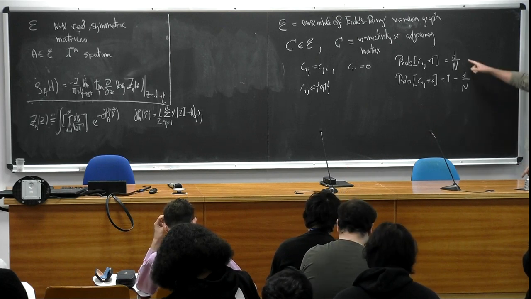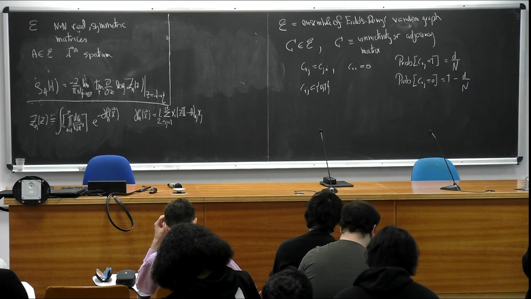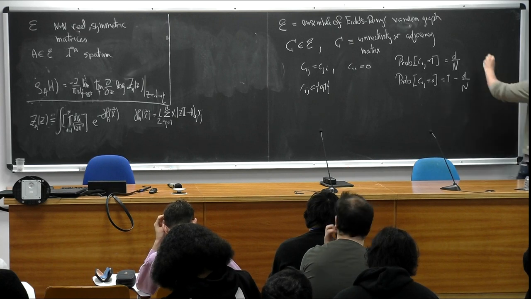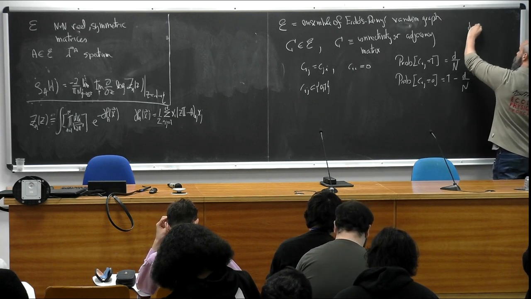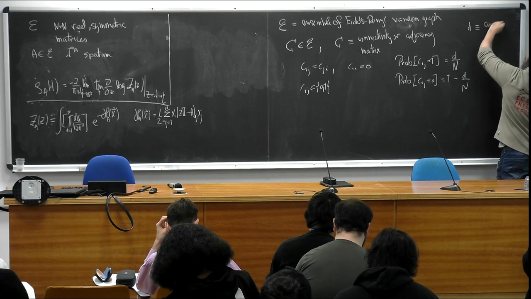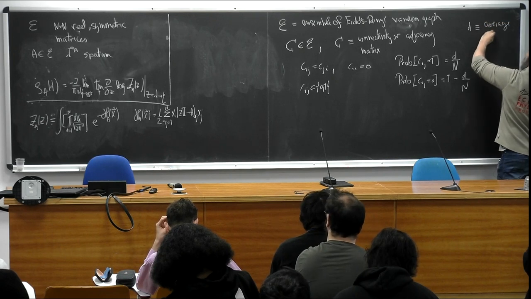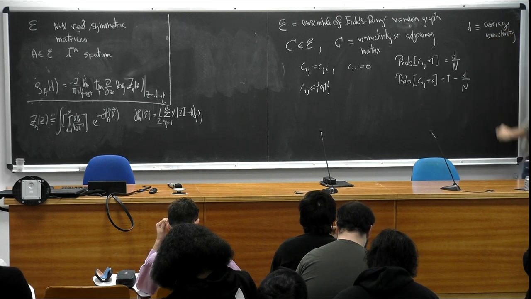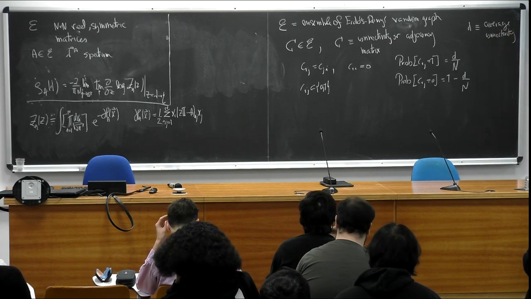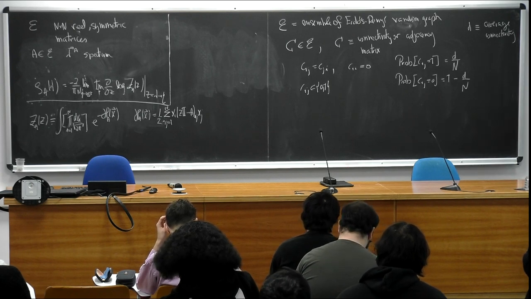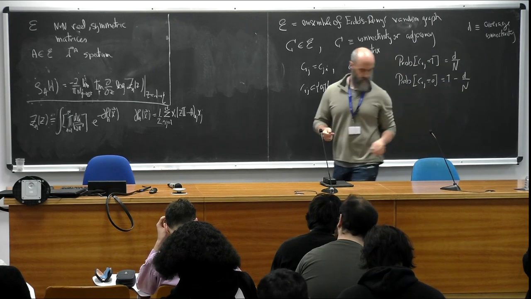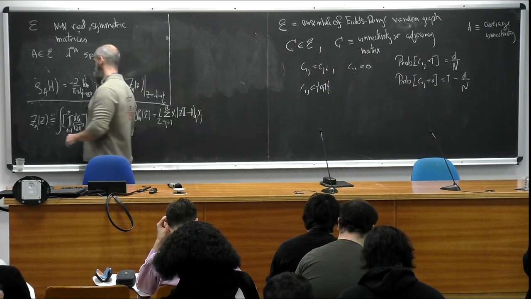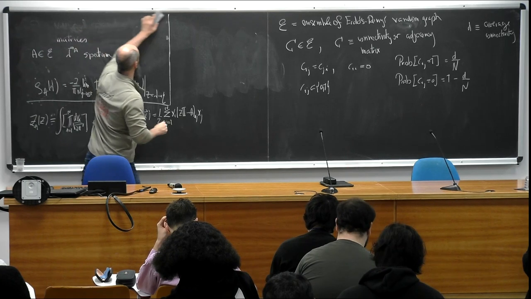And one can show that this d means the average connectivity of the graph. And then I give you this ensemble, and I ask, for this ensemble, calculate the following.